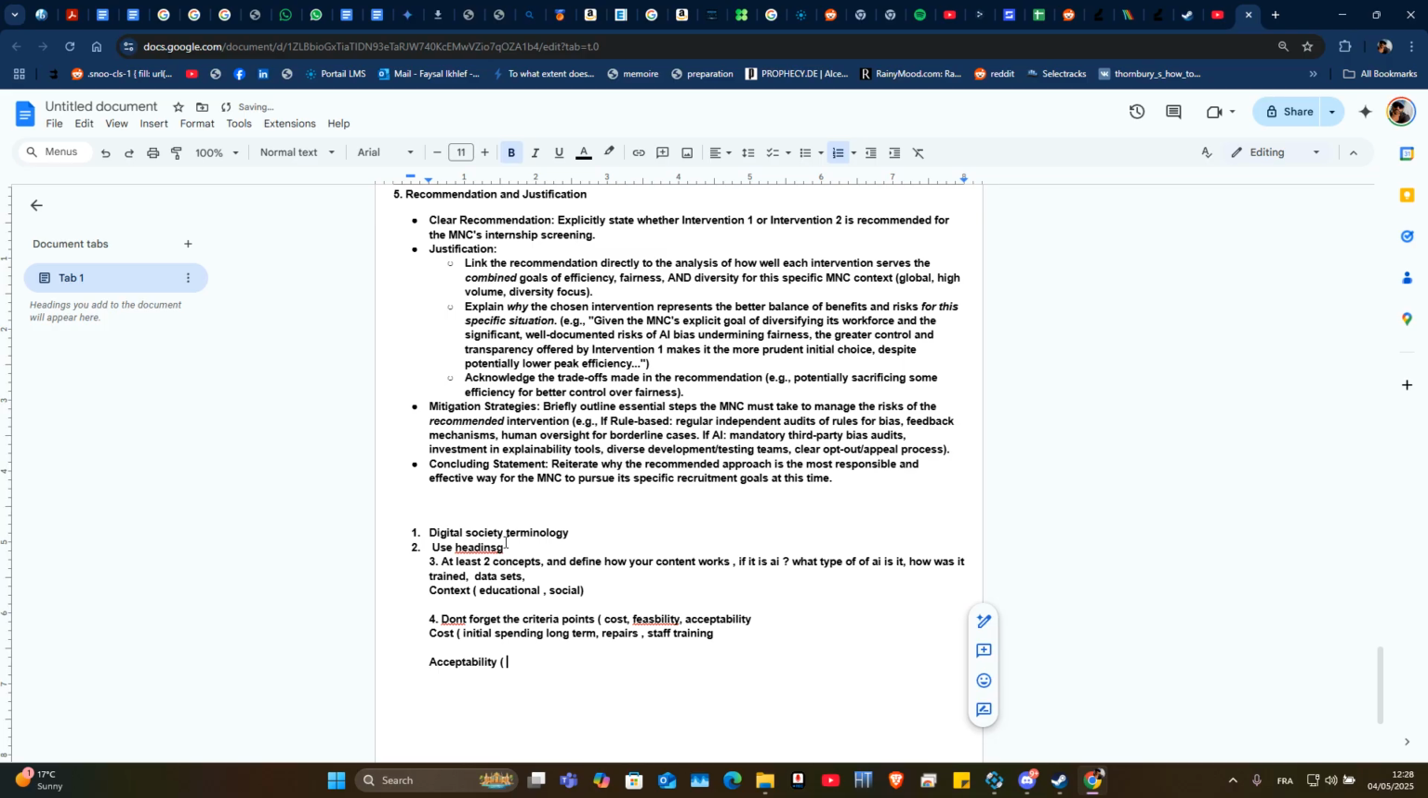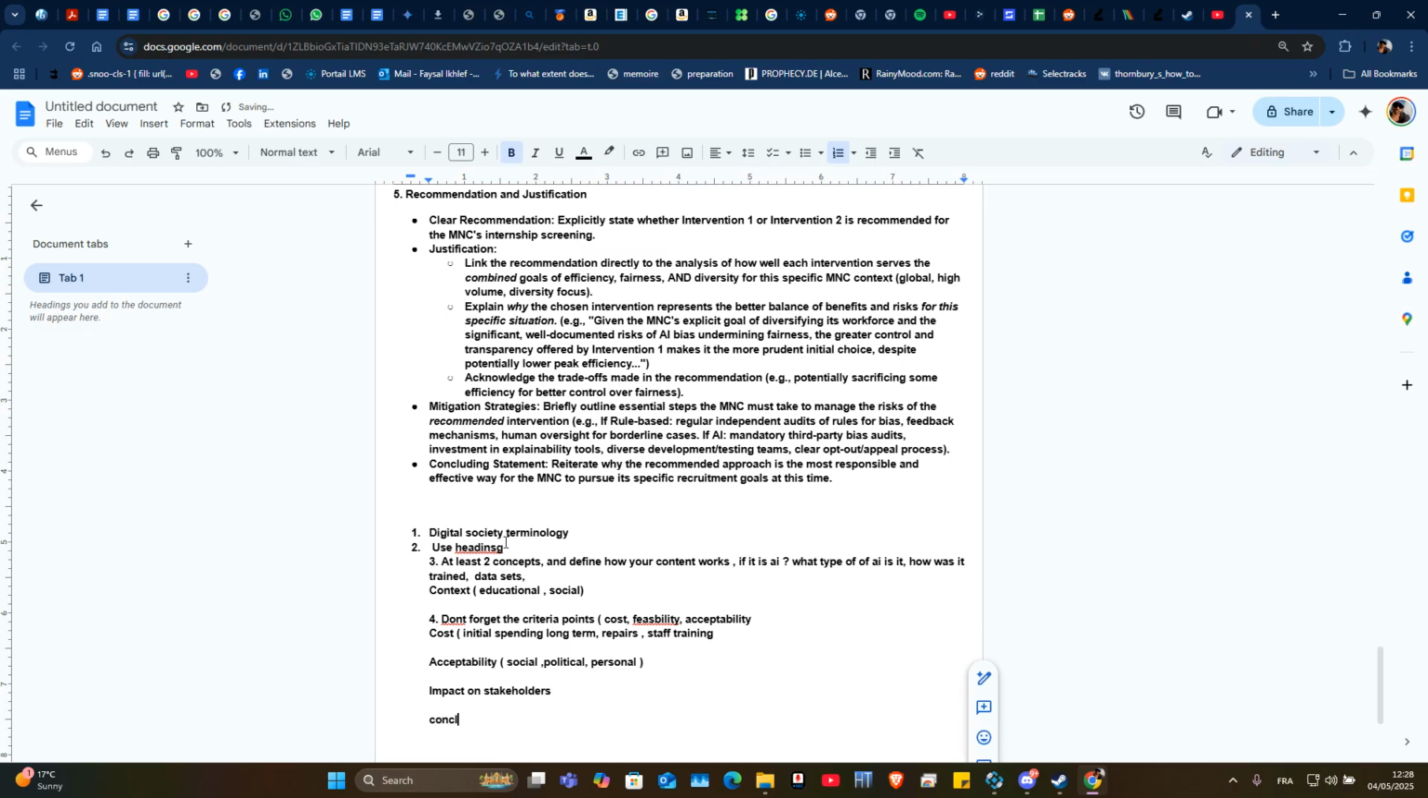Acceptability, for example: social, political, stuff like that. Personal, even, if you want. Here it depends on your creativity. So you see what I'm getting at. Don't write as if you want to get rid of it. Write it in great detail. And lastly, don't forget the impacts on stakeholders whenever you can. Use the word stakeholders, okay?